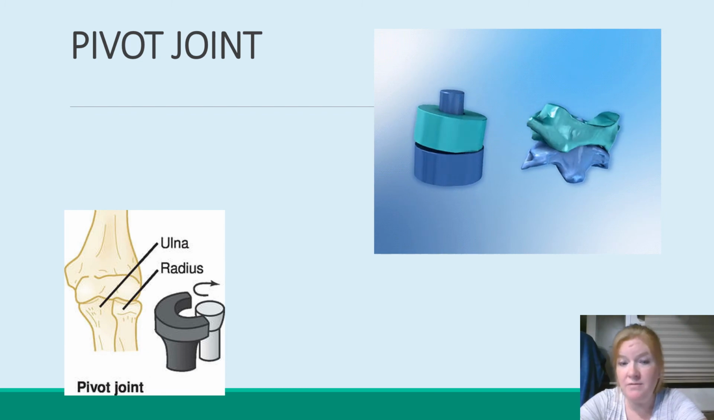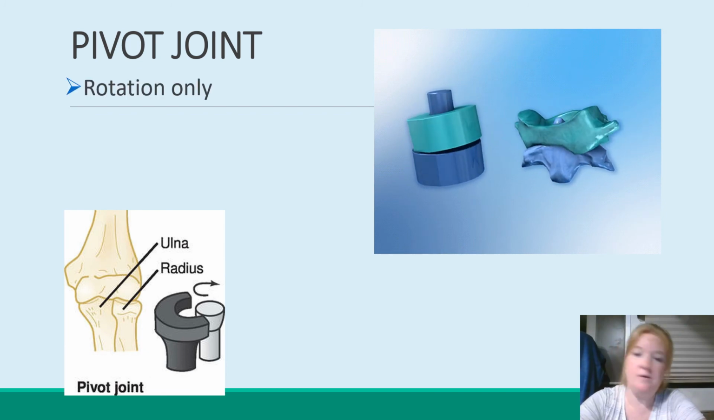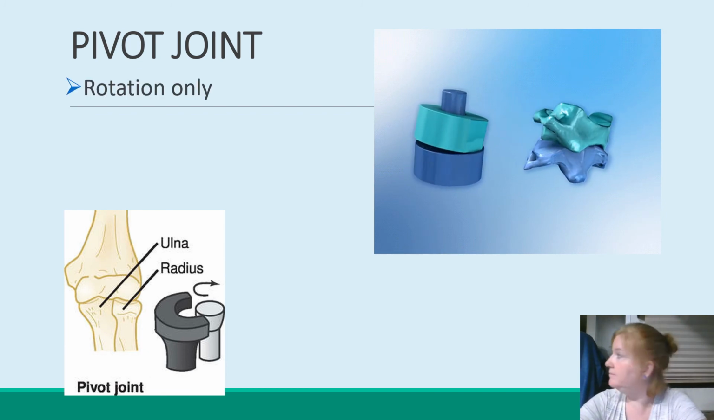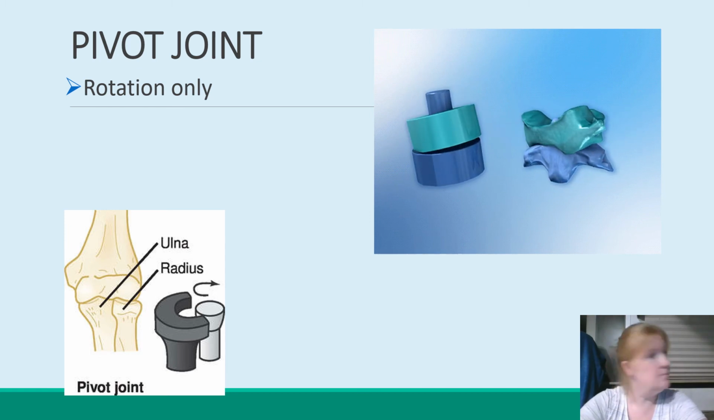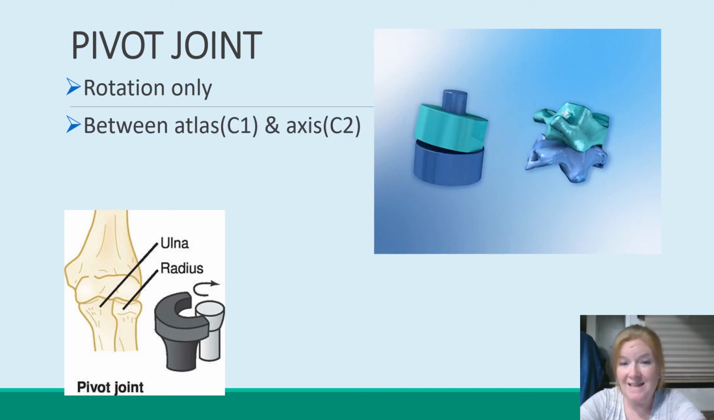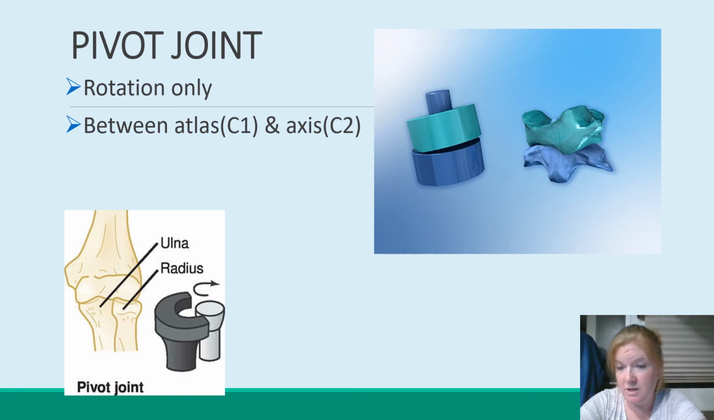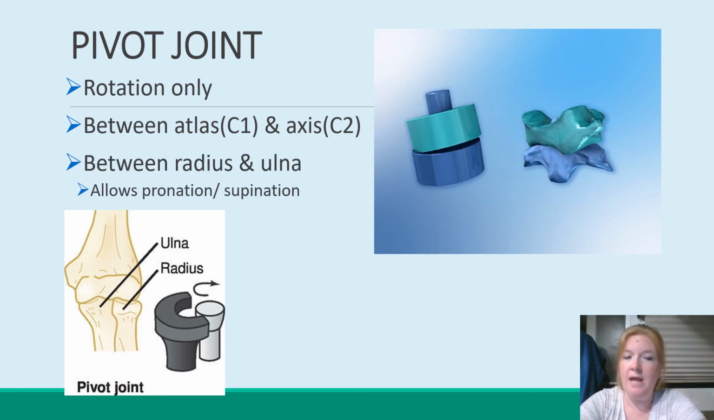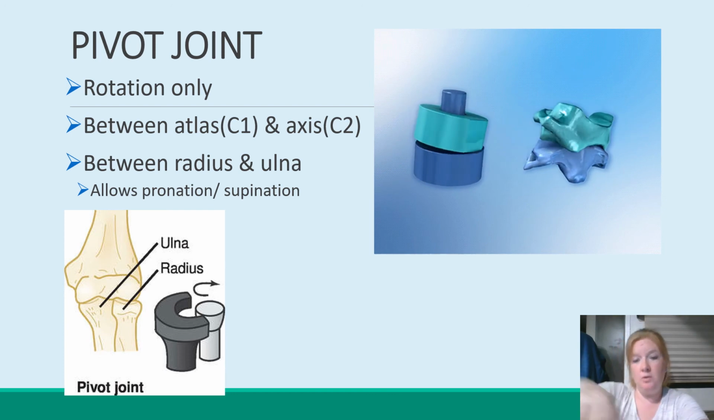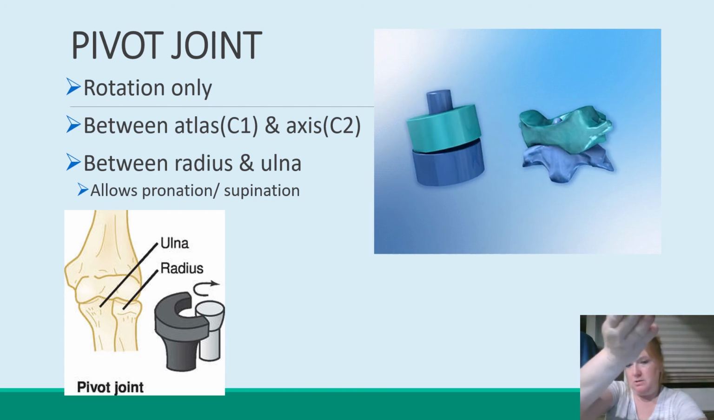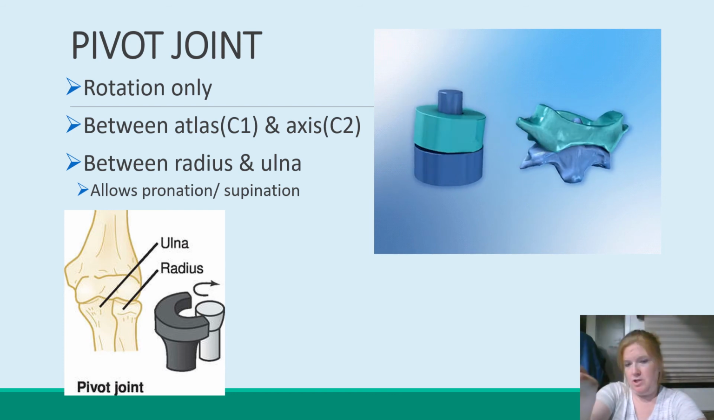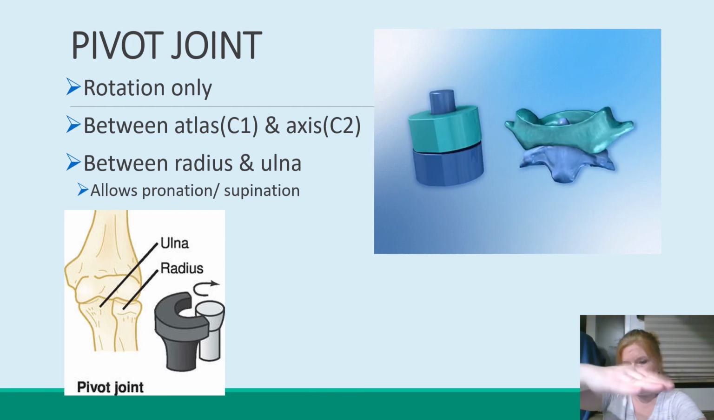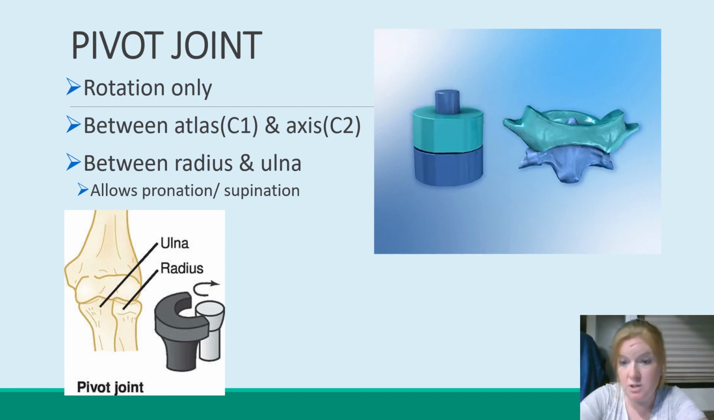Then we have the pivot joint. It allows rotation only. It's between the atlas and the axis. Remember those vertebrae that we needed to know? Atlas C1, axis C2. And also between the radius and the ulna. It allows this movement, pronation to supination, which we're going to talk about in a later video.